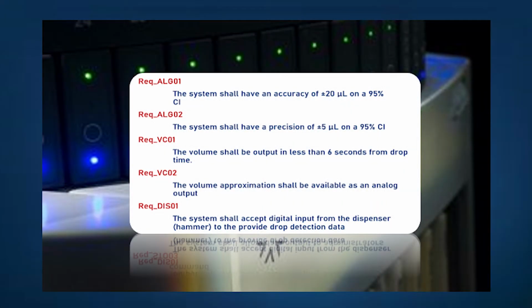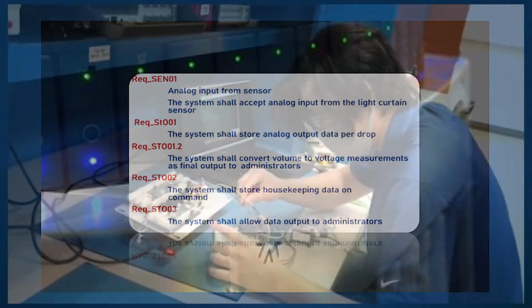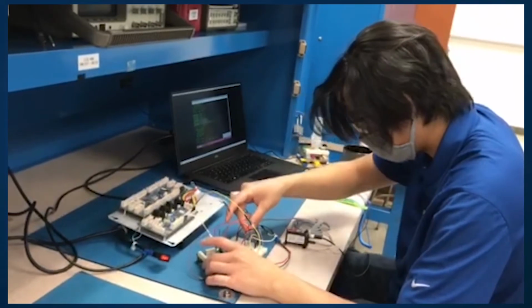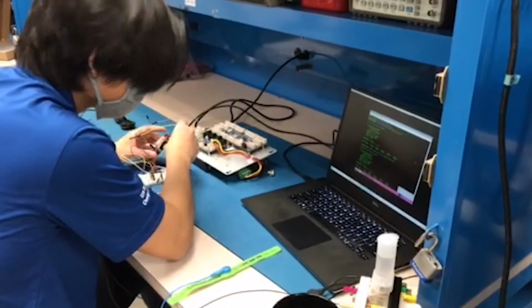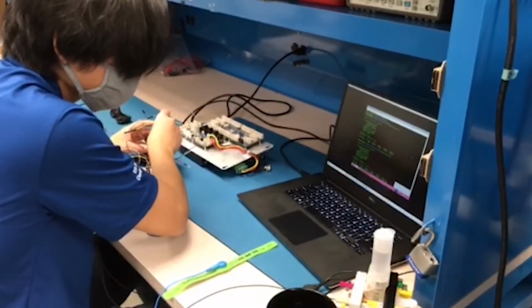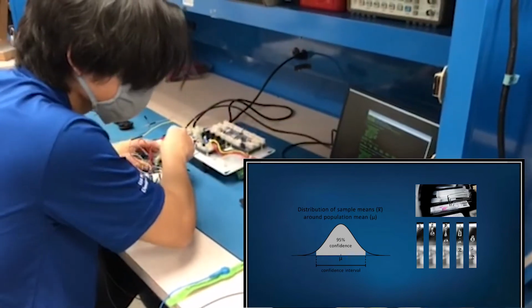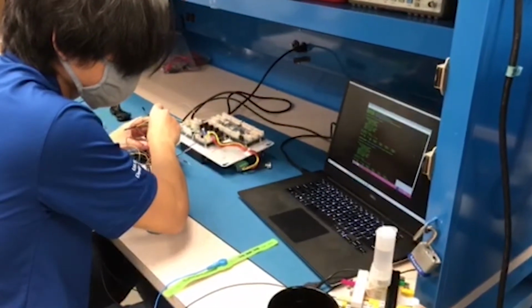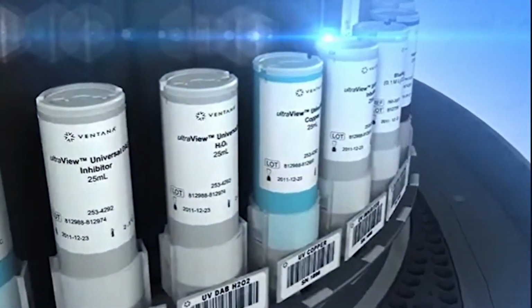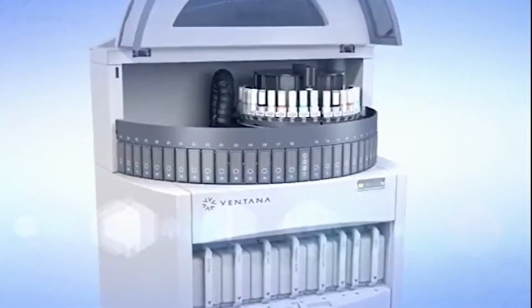Our sponsor set forth requirements to ensure the system algorithm provides better accuracy and precision. Our system then outputs its calculation to a storage device for lab technicians to access the data. Key functional requirements revolve around performance measures such as an accuracy of 20 microliters and a precision of 5 microliters on a 95% confidence interval. Our drop volume detection system is capable of identifying the volume of falling reagents to the required degree of accuracy and precision.